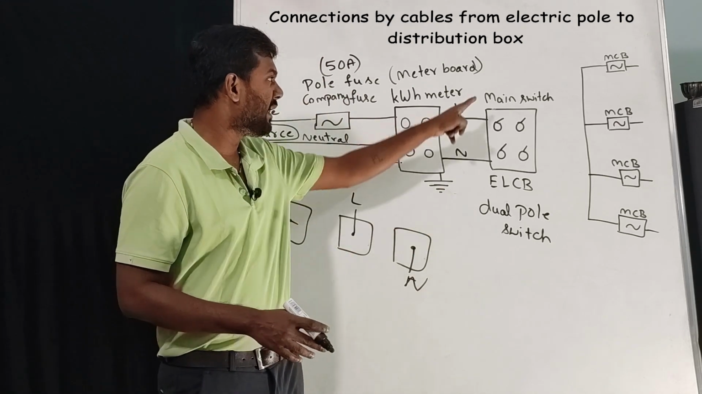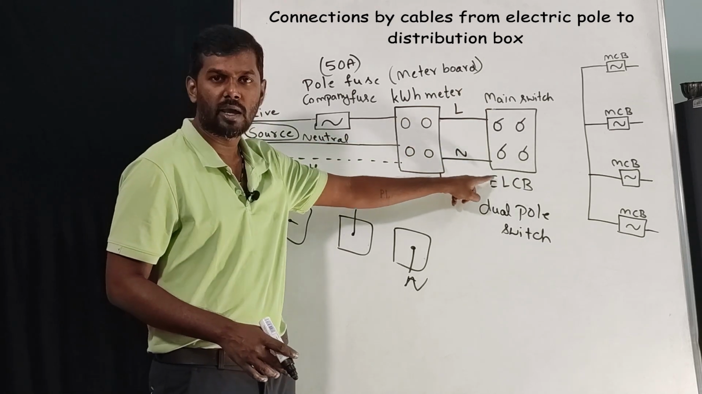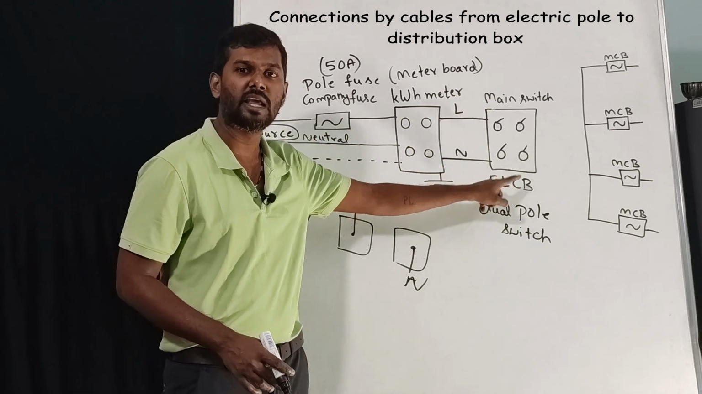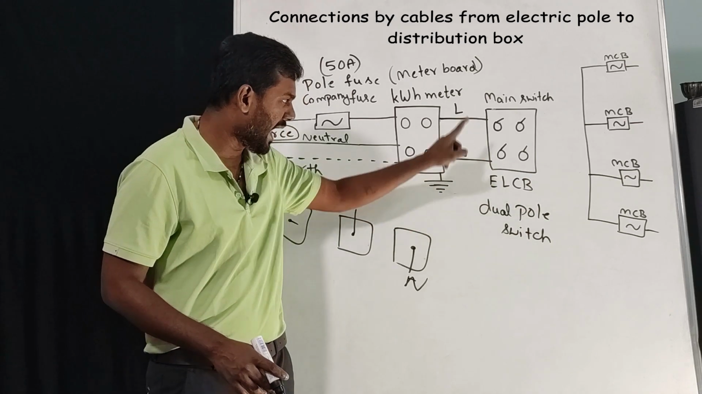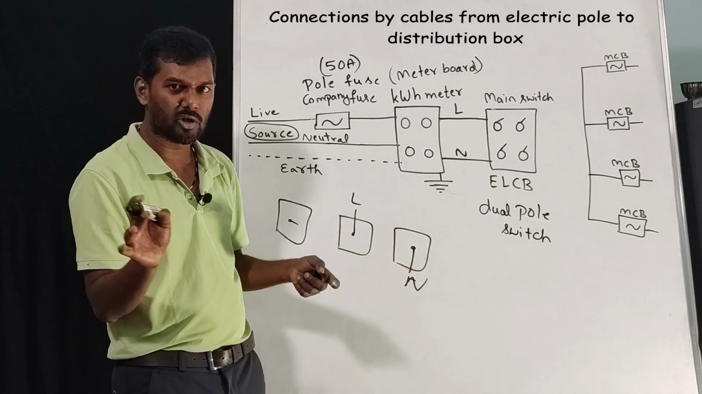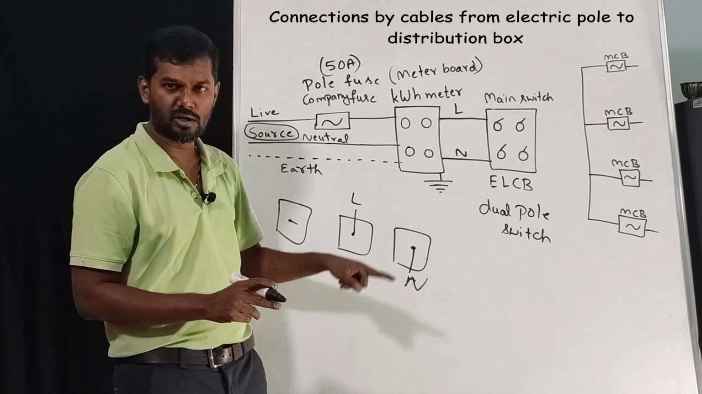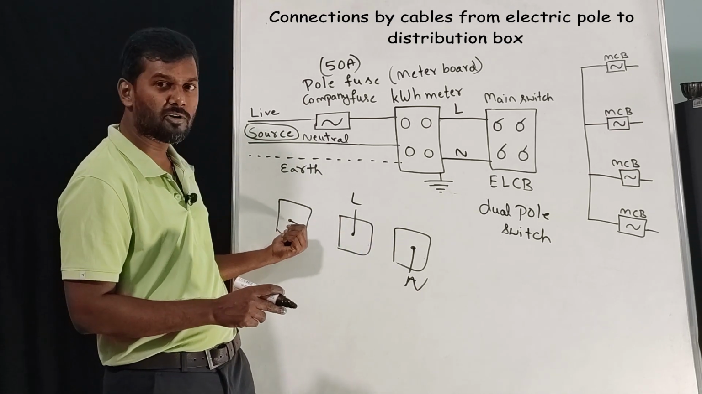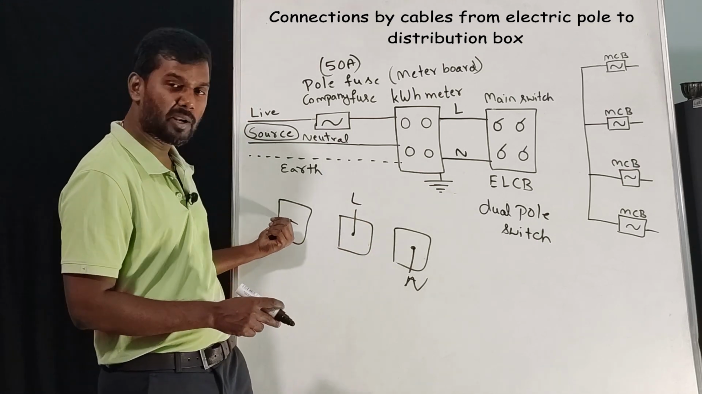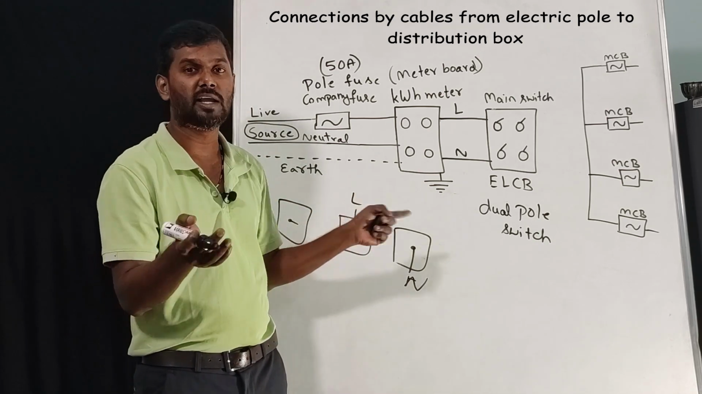So that is the main function of main switch, and main switch has one more name, ELCB, earth leakage circuit breaker, and it acts as dual pole switch. What do you mean by dual pole switch? That they are not going to ask, but you need to understand. You can connect it to either live or neutral. But what is the main function of dual pole switch? You can break the live connection and neutral connection simultaneously.